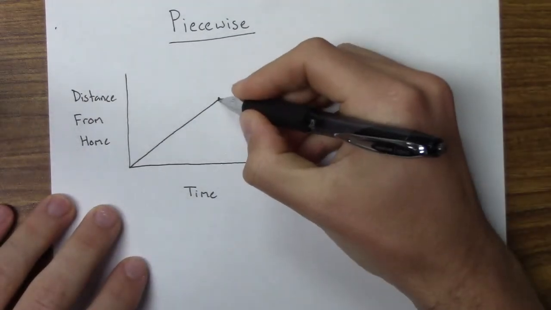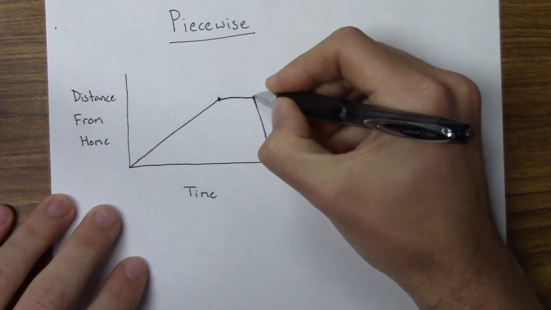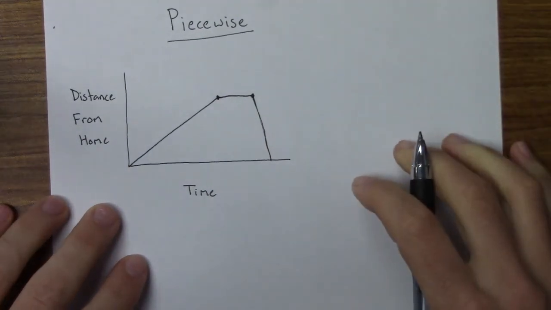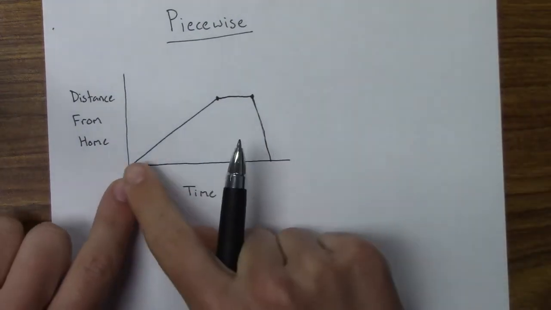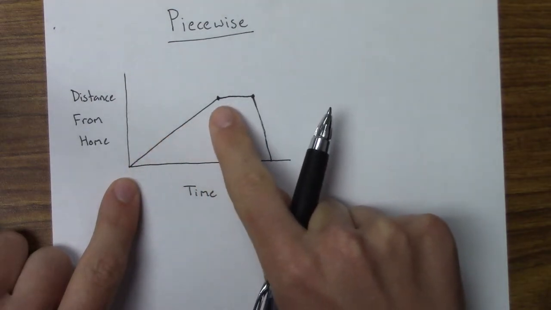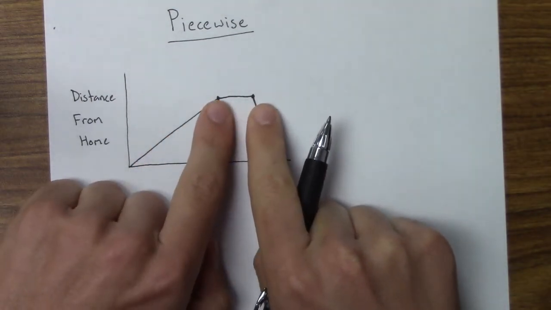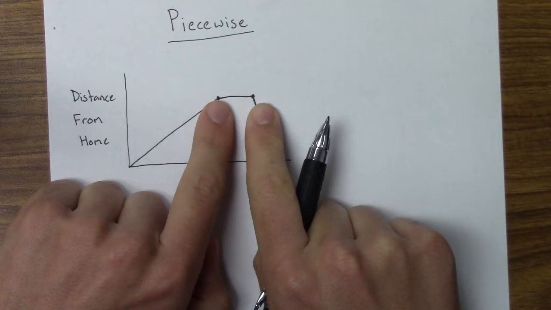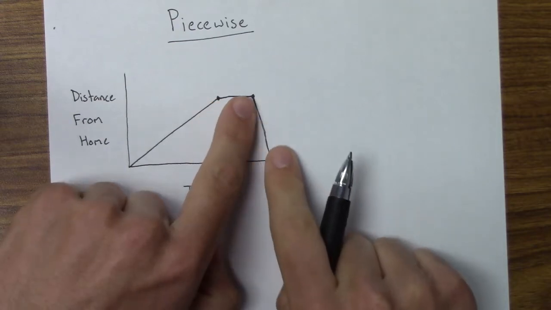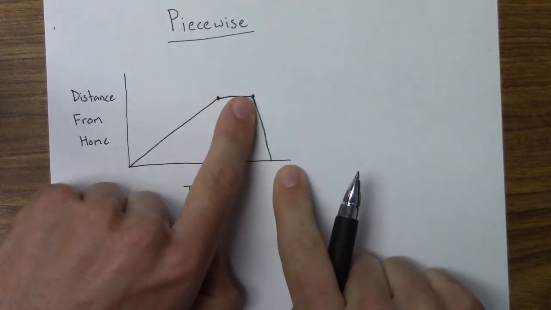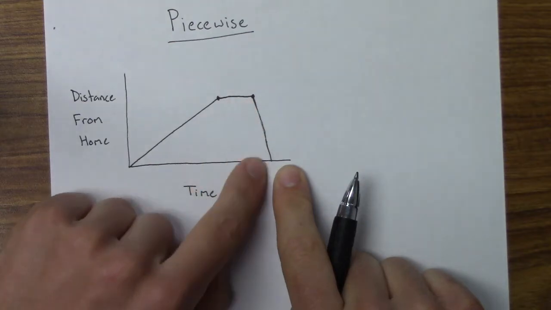As you can see in this story, there are three parts. There's my initial jog going away from home. There's the time I stayed steady, spent at the park. And then there's a time where I ran quickly back home because I needed to get back.